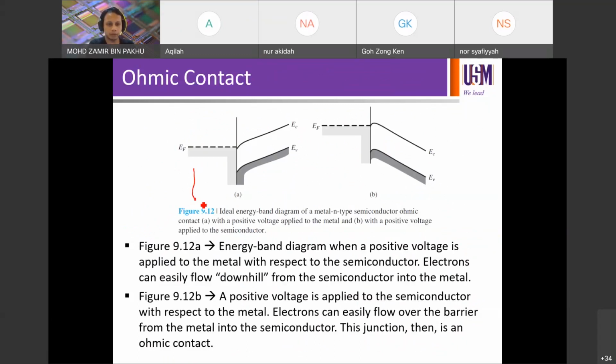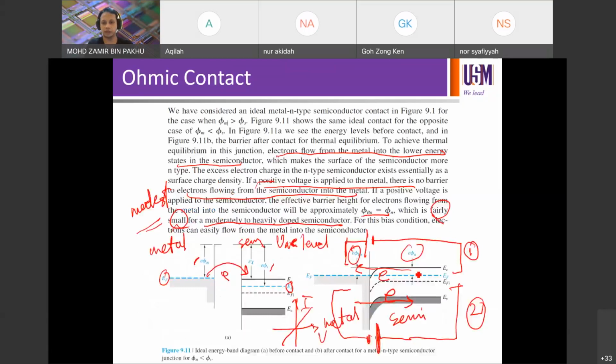Applied to the metal, okay, with respect. So with respect means the reference, so maksudnya dia lebih negatif lah. On semiconductor side is more negative. So electrons flow downhill from semiconductor to the metal. So this is what we get. Electrons are flowing from semiconductor to the metal, just like we saw in the first case. Electrons are flowing from semiconductor into the metal.